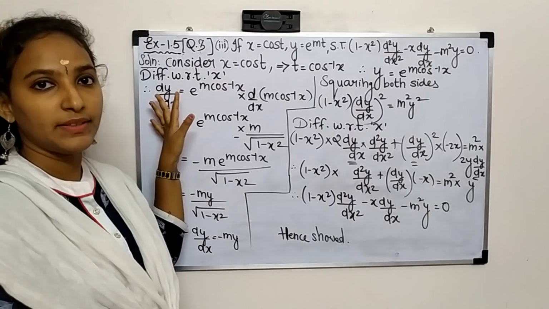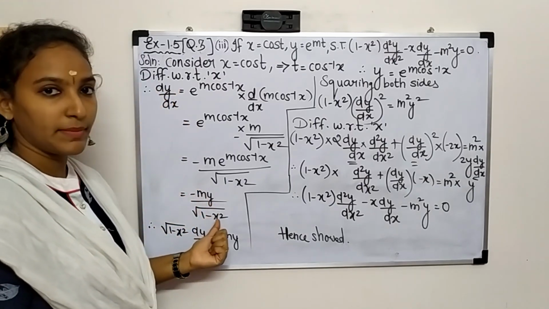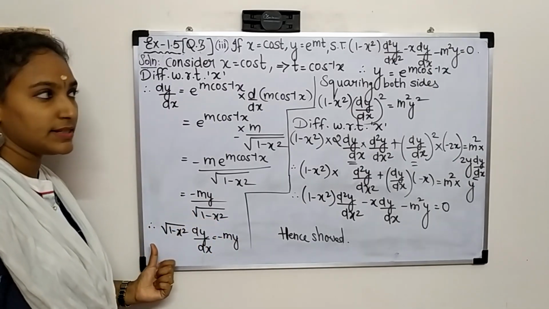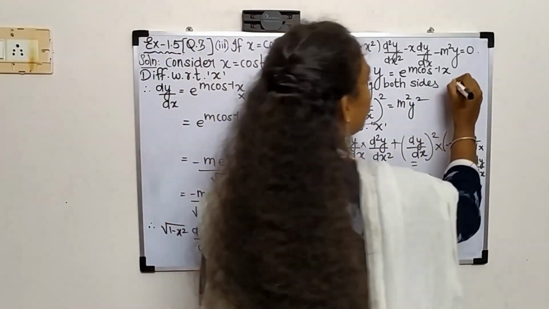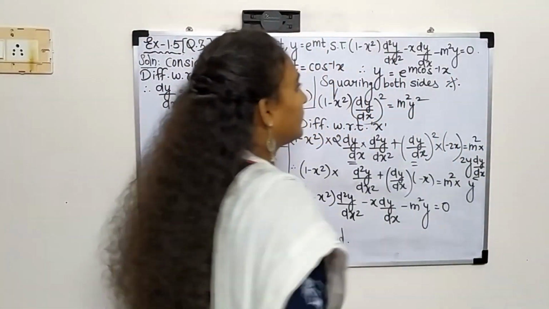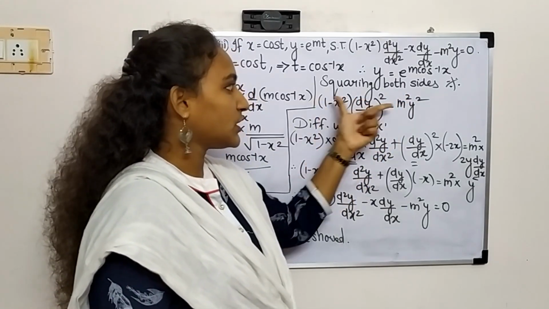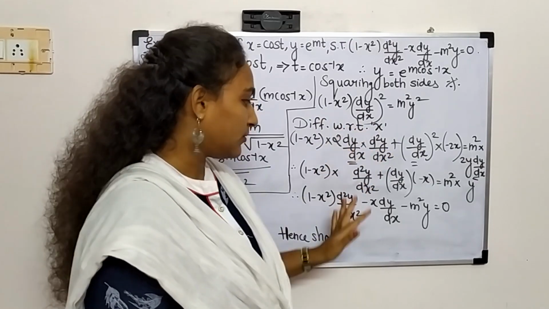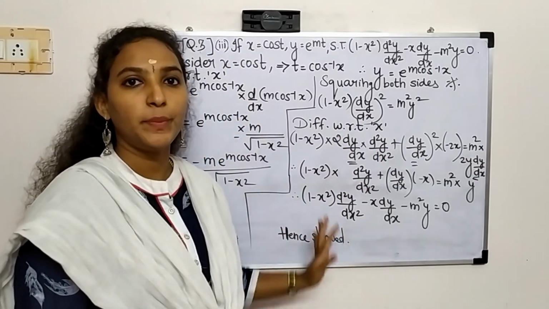Now we are differentiating with respect to x. So we got minus my upon root 1 minus x square. This root 1 minus x square is taken to the LHS. Then we are squaring both sides. This part is very important. This step is very important. After squaring both sides, again we are differentiating with respect to x. Finally, we arrive at our answer. Hence shown. Hope it is clear.